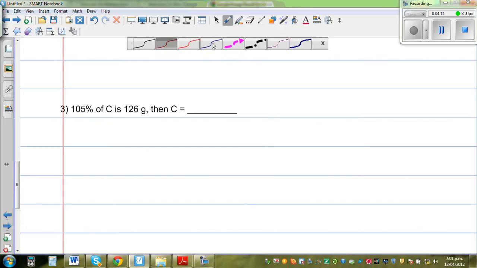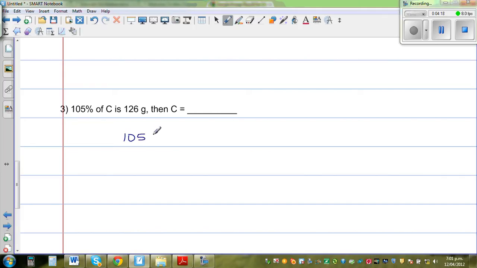105% is 126 grams. This is a bit tricky. 105% is 126 grams, and I want to find 100%. Can I find 5% from this? For some of you, it may be a bit tricky. Or let us go the other way around. Okay, it doesn't matter. Let's go this way.